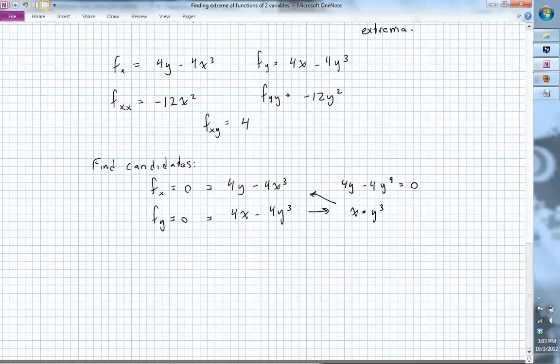Okay, it's not so bad. That's y times (1 minus y to the 8th) equals 0. I said 8th. Solutions of that equation? Certainly y equals 0 and 1 and negative 1. It's probably the first time you've ever solved an 8th order polynomial.